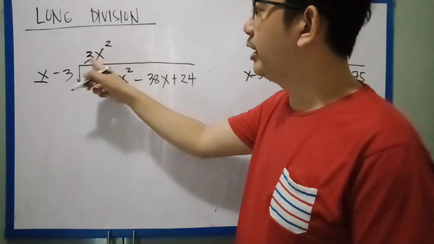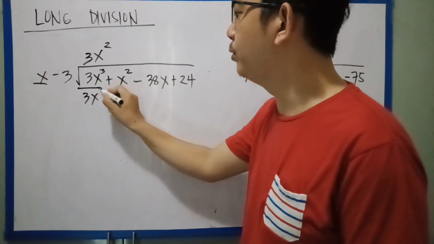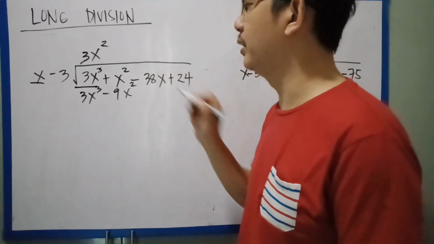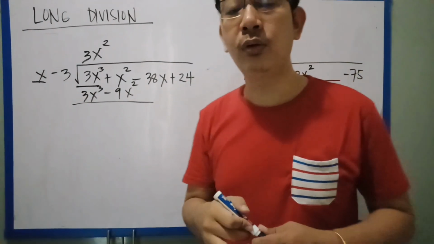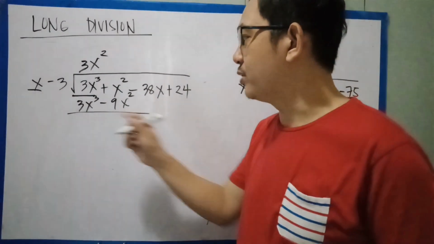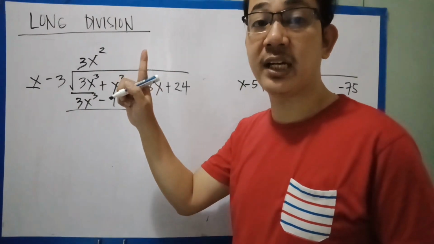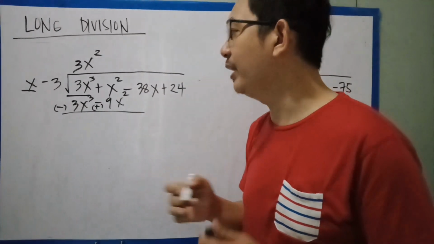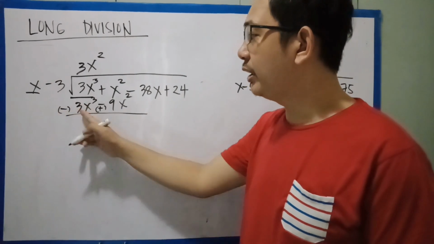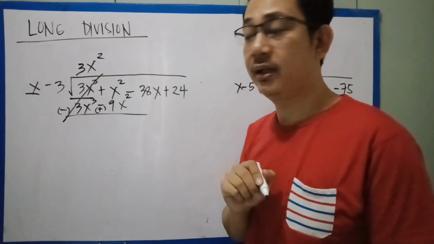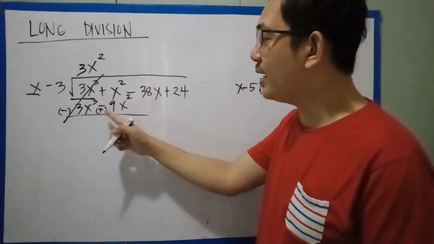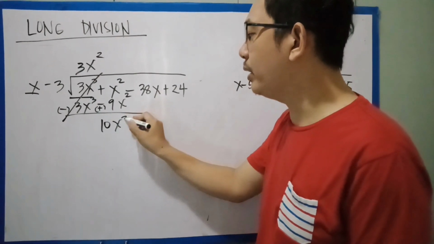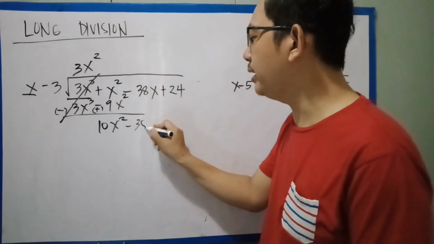Okay, so then 3x squared times x is, we have again 3x cubed. Then 3x squared times negative 3 is negative 9x squared. Then after that, we're going to change the sign of the subtrahend. So this is positive. For us to cancel it, we're going to change the sign of the subtrahend. So this will become negative and this will become positive. Okay, in that case, 3x cubed minus 3x cubed, so cancel na yan. Then, in this case, positive x squared plus 9x squared is equal to positive 10x squared. So just bring down negative 38x.